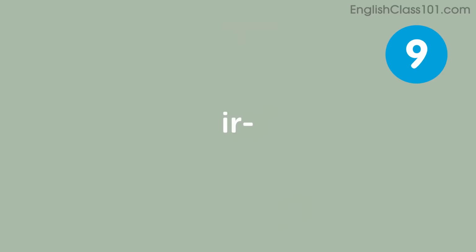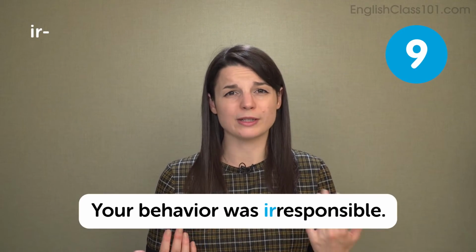Ear. The next prefix is ear. So the pronunciation is ear, even though it's IR. For example, we see this in irresponsible or irredeemable or irregular. So again, this means not something. So irresponsible means not responsible. Irregular, not regular. Irredeemable is something that cannot be made up. We cannot redeem that thing. So ear is another negative prefix, meaning not or no. In a sentence, your behavior was irresponsible.